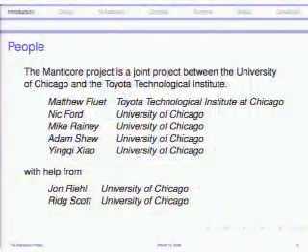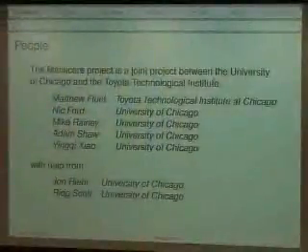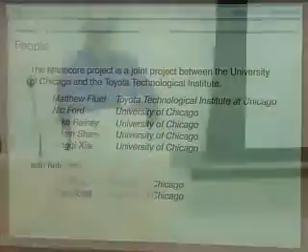So first of all, just to give credit to my collaborators, this project is a collaboration with Matthew Fluet, who's at Toyota Technological Institute in Chicago, which is sort of right across the Midway from us. And we have a number of students who are working on it, and some other people who are sort of peripherally involved as well.